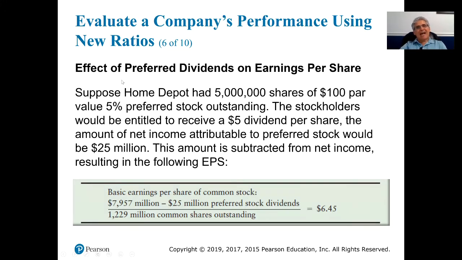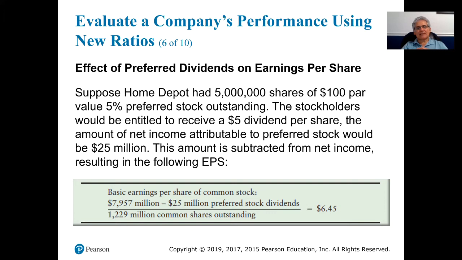Now, if we had preferred stock, we would have to discount or subtract the amount that could be paid out for preferred stock from earnings. So in this case, suppose Home Depot has 5 million shares of $100 par value, 5% preferred stock outstanding. So we're going to take the 5 million and multiply it by $100 per share.